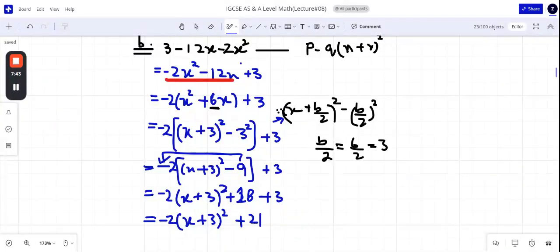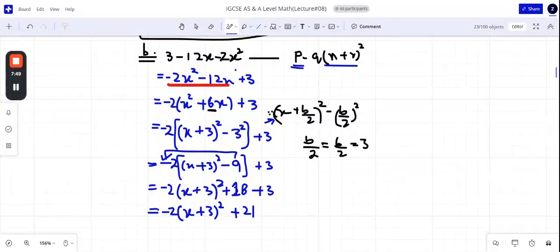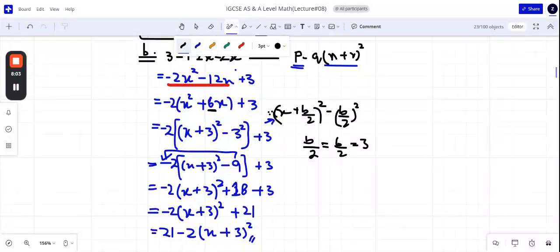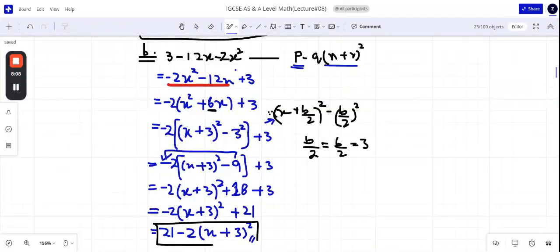Now, as our required form is, first we need to write down the constant value, then the completing square. So we will change this. 21 we will write first, then minus 2 into x plus 3 whole square. So this is our required form. The p value we got is 21, and q value we got is 2, r value is 3.